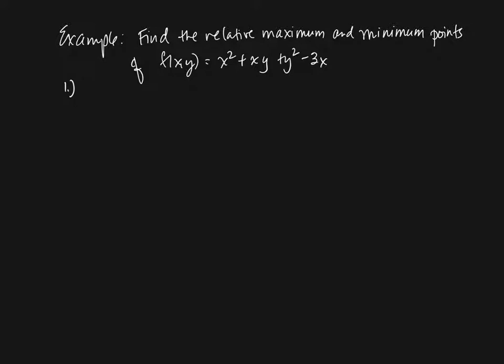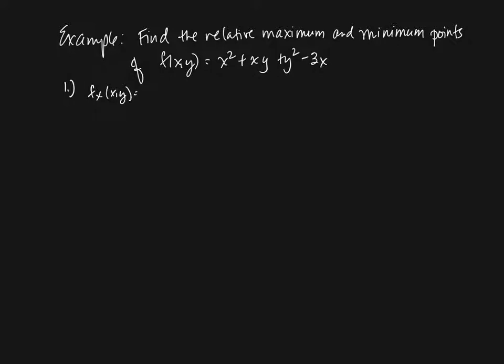Okay, so let's do some examples. The first one is we're going to look for the relative maximum and minimum points. And if there are any saddle points, we'll find those along the way too, because it's obvious from the result of D. If D is negative, then we have a saddle point, right? Okay, so let's go ahead and find our partials. So first one is the partial with respect to x. Okay, so x is our variable of interest, y is treated as a constant.